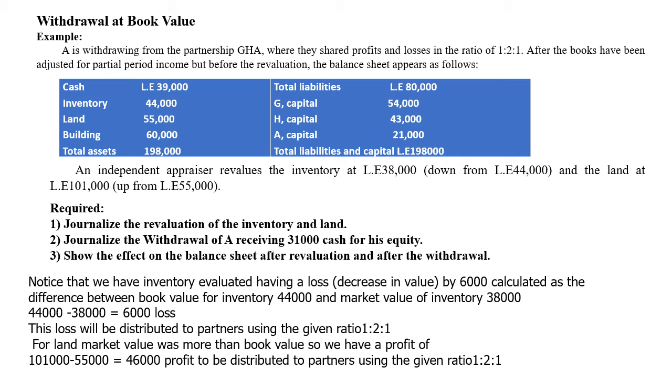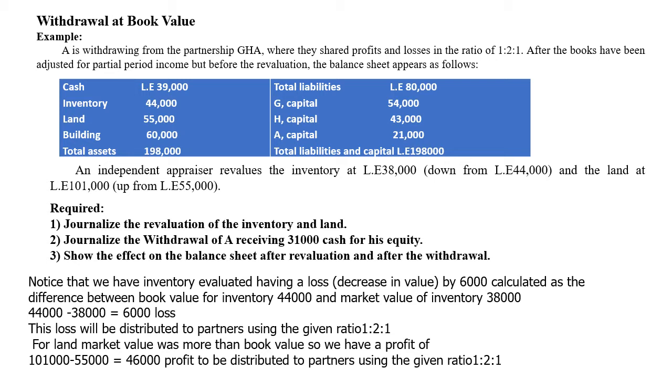receiving 31,000 cash for his equity. It says that partner A will be leaving the partnership and he's going to get 31,000 for his capital. And you need to show the effect on the balance sheet after the revaluation, and then you show again the effect on the balance sheet after the withdrawal of the partner.